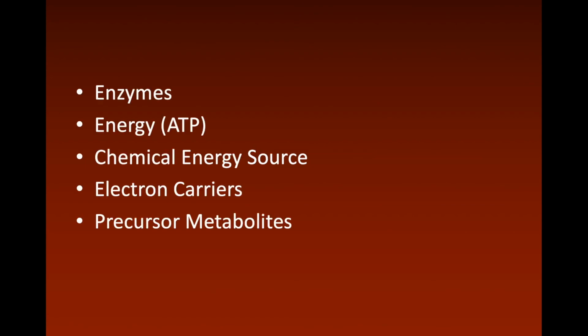Let's look at some of the components of metabolism, right? So we'll start by looking at enzymes, then we'll talk about energy, looking at those chemical energy sources that we talked about in chapter 6, understand the purpose and the concept behind electron carriers, and then just mention these precursor metabolites again before we get into pathways.